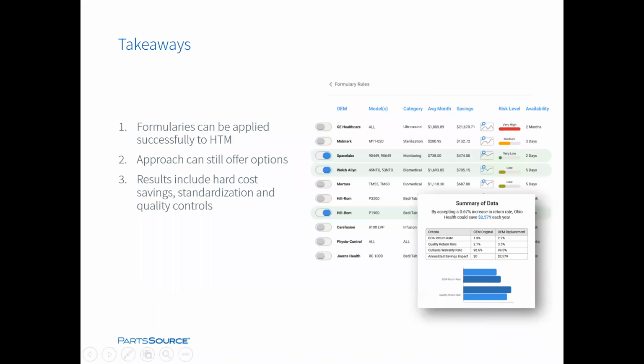This approach can still offer options. We have options to make things preferred. We have options to mandate things. We have a lot of options available. And I think lastly, the results can prove substantial. They can include hard cost savings, standardization of your purchasing across your organization, and quality controls and quality reporting.